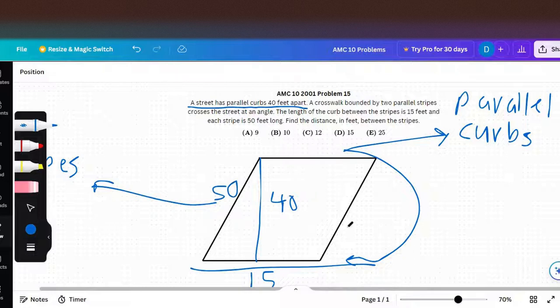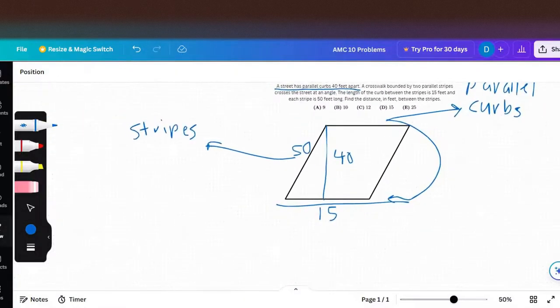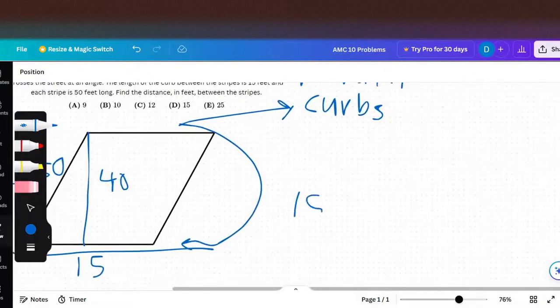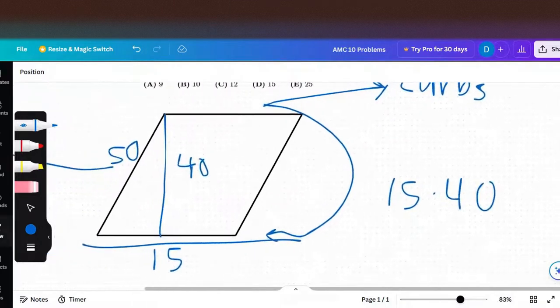Remember that this figure is not drawn to scale, and usually in AMC 10 problems the figures are also not drawn to scale. So it's a good idea not to rely on the figure itself by measuring distances. What is the problem asking for? It says find the distance in feet between the stripes. We know the total area of the parallelogram is 15 times 40 because the altitude is 40.